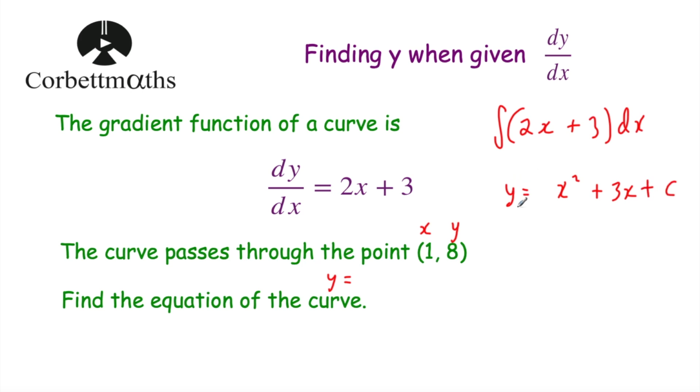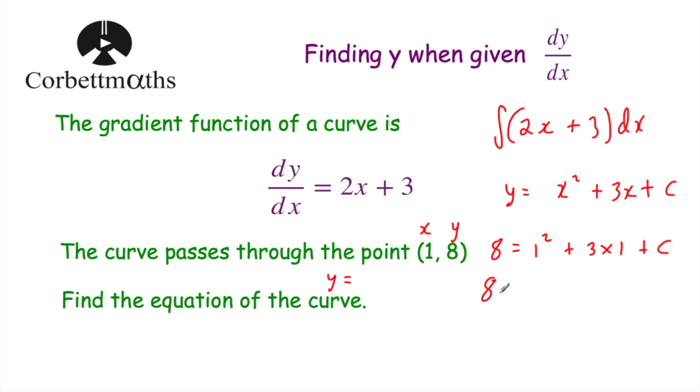Okay, so that's fantastic. We now know the equation of the curve will be y equals x squared plus 3x plus c. And we want to substitute in our values of x and y to find out what the c is. So let's do that. So y, that's 8. So 8 is equal to x squared, that's going to be 1 squared, plus 3 times x, that's 3 times 1. And then we've got our plus c.